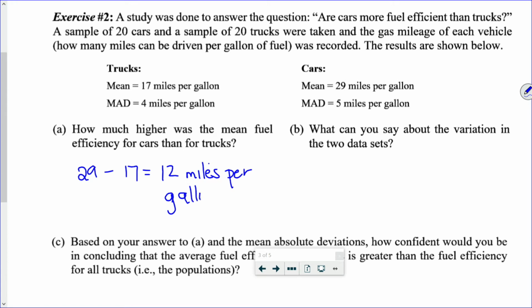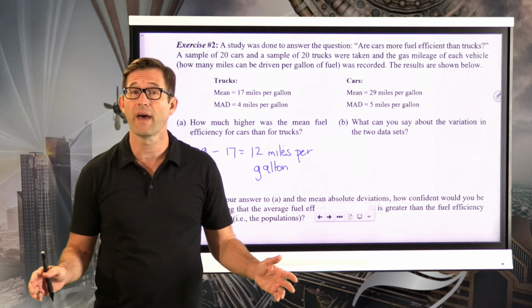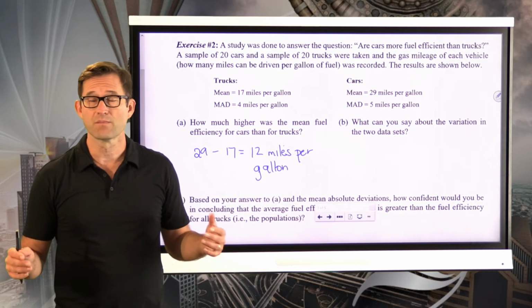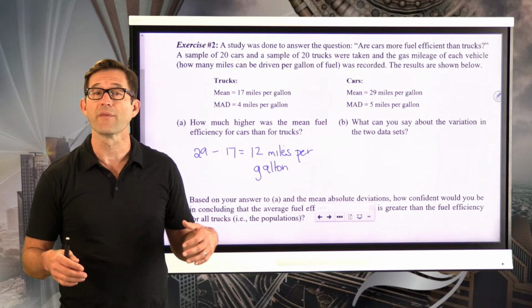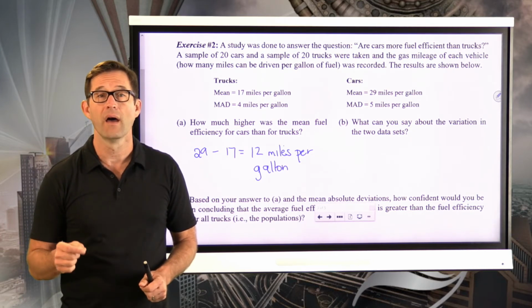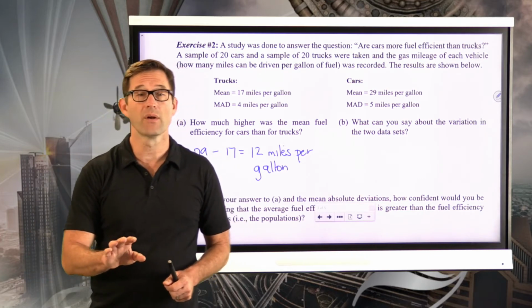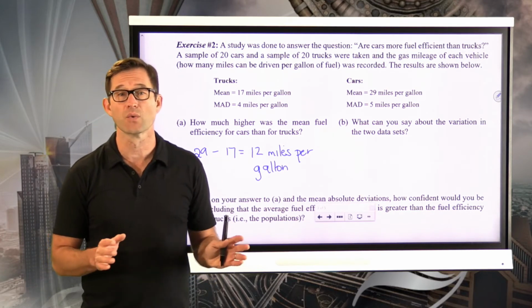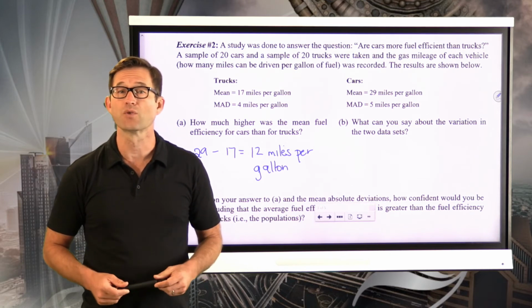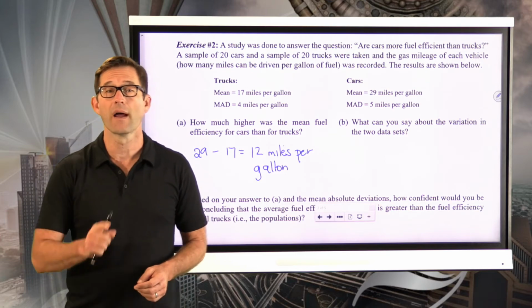All right, so in other words, in this study at least, where we just had a sample of 20 cars and 20 trucks, and of course there's way more than that out on the road, what we found was that the cars had a fuel efficiency that was 12 miles per gallon more than trucks, at least the mean was, okay? We don't know about any individual car, any individual truck, but the mean for the cars was 12 miles per gallon more than the mean for the trucks. All right, let's take a look at letter B.